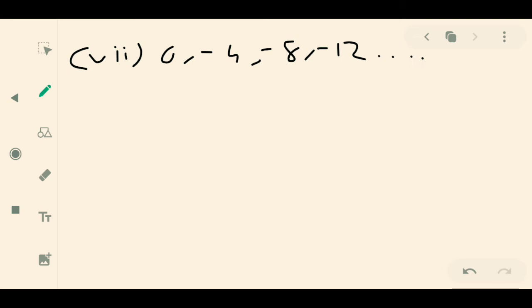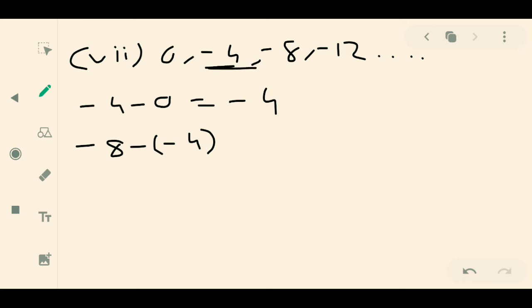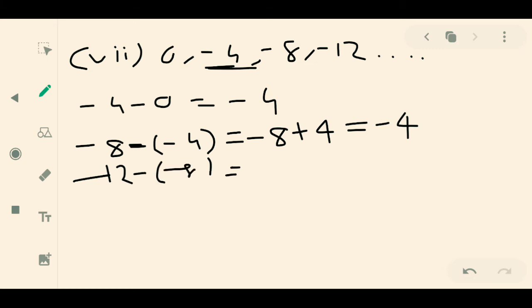Then question number 7. It is 0, minus 4, minus 8, minus 12. So minus 4 minus 0 is minus 4. Then minus 8 minus 4. This term is negative, so we are doing subtraction. This is the subtraction sign, and the number is minus, so another minus has to be put. So minus 8 plus 4 is minus 4 only. Then minus 12 minus 8, minus 12 plus 8, that one is also minus 4.